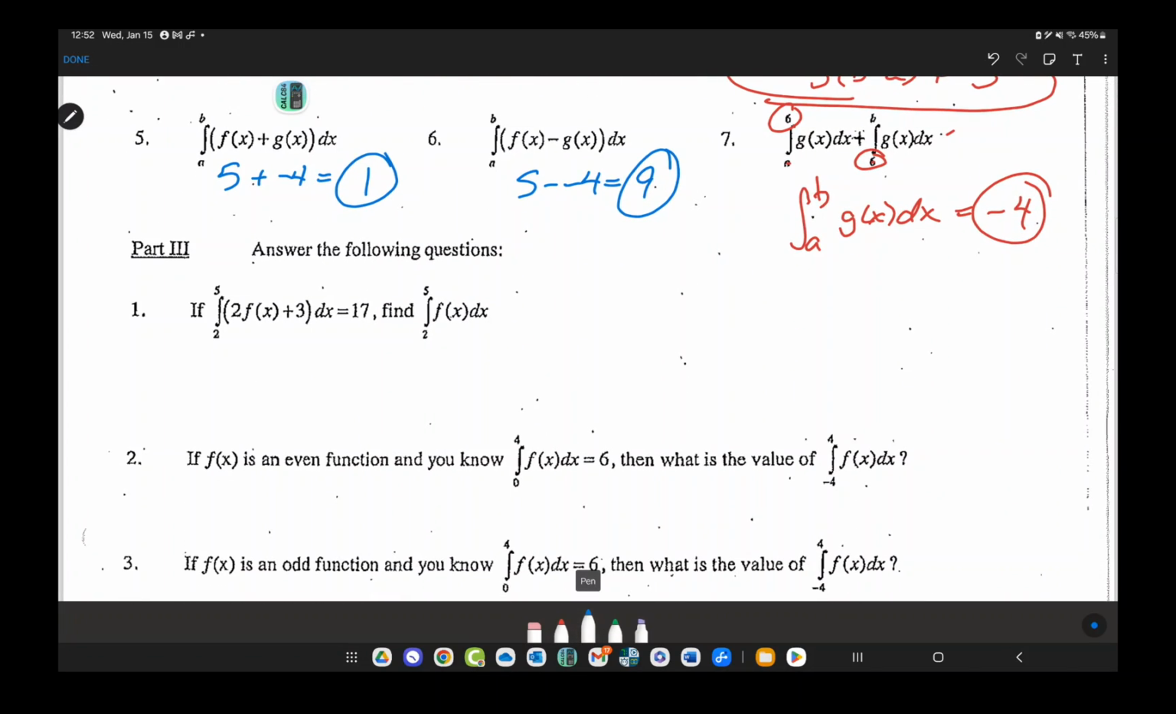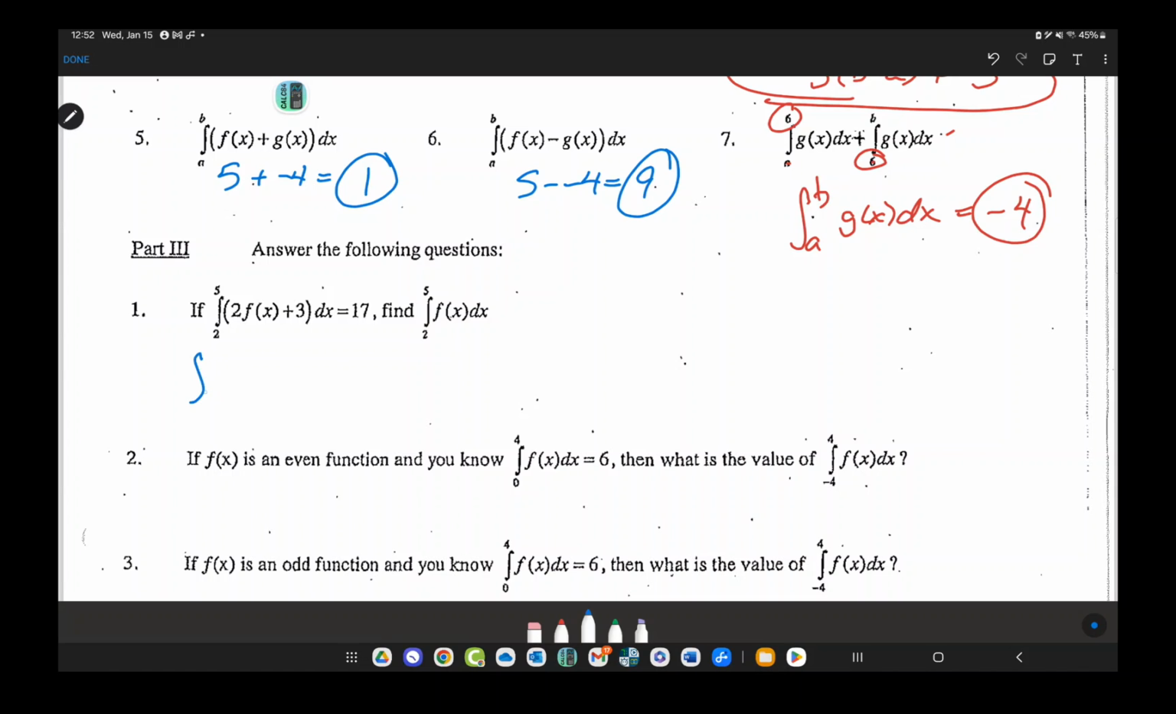So this is a good question. I think you're going to have a question like this on your test. If the integral from 5 to 2 of 2f of x plus 3 is 17, what is the integral of 5 to 2 of f of x? Well, we can separate this out, right?